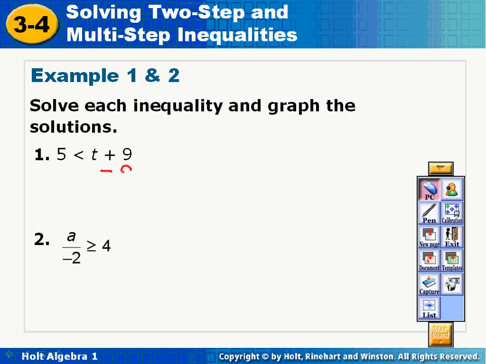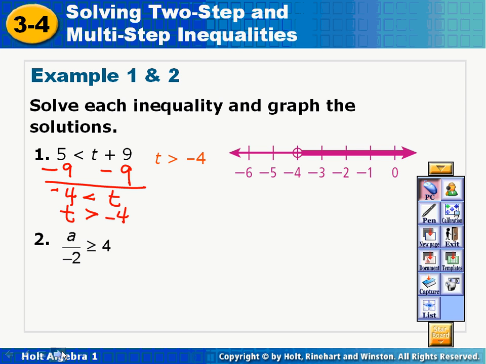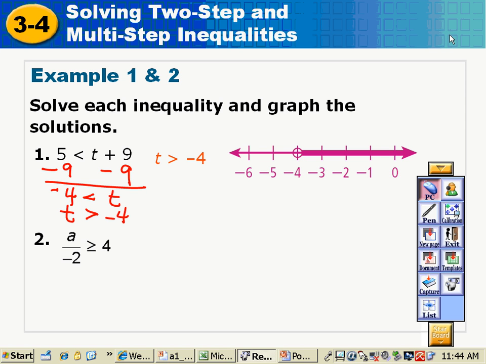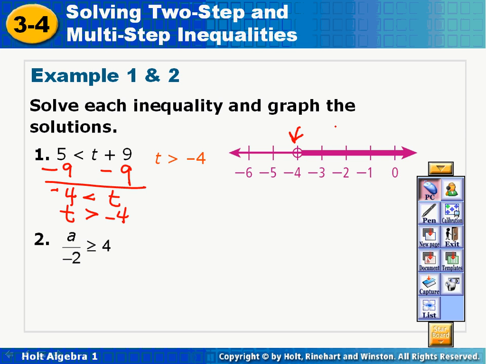And our first step is to use inverse operations to subtract the 9. We're left with negative 4 is less than t. When you finish, you need to always put the variable on the left. So I'm going to switch it, and the inequality is going to switch to the other side. T is greater than negative 4. Okay, draw a number line, put negative 4 on, and then we are shading to the right because everything to the right is greater than negative 4.